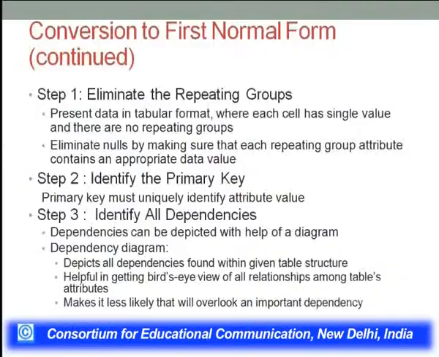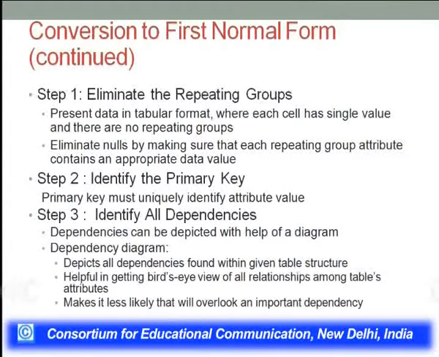So the first step which is taken is to eliminate the repeating groups. So present data in a tabular format, in which each cell has a single value and there are no repeating groups. Repeating groups basically means that the values in the different columns are the same. Also, we need to check that atomic values are present and no multi-valued attributes should be there.